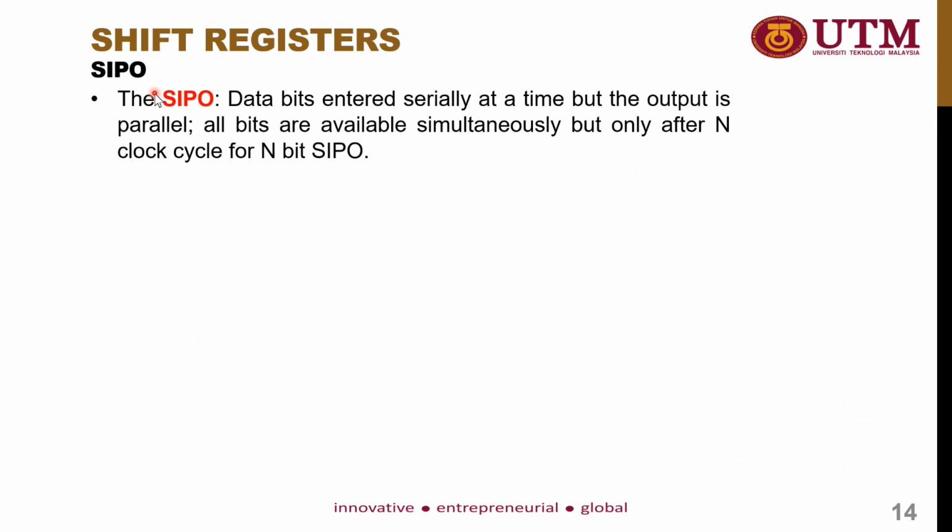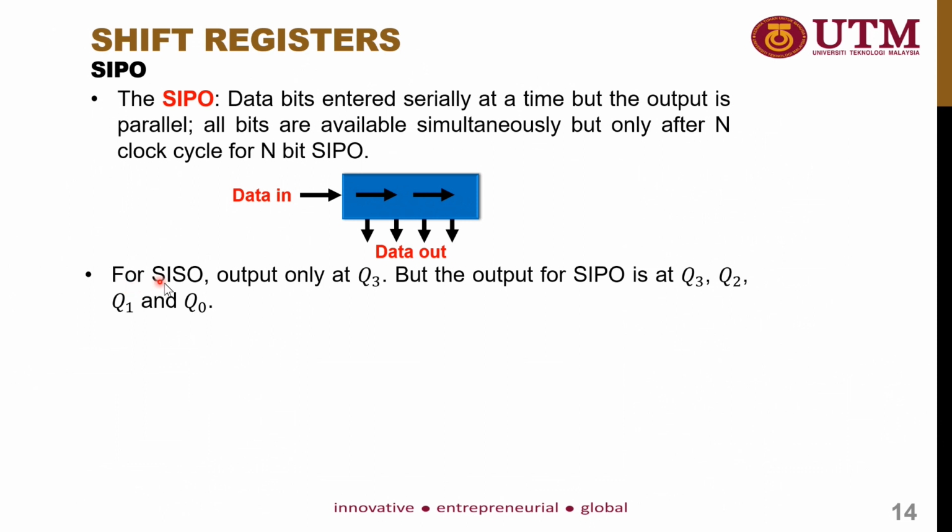Previously, SISO required 5 clock cycles to store, and then another 5 clock cycles to display the data at the output. But for SIPO, if we have 5 bits of data, it requires only 5 clock cycles to transfer the data, so we can see the output after 5 clock cycles. The data in will be inserted serially, but the data out will be displayed in parallel. For SISO, output is only at Q3, but the output for SIPO is at Q3, Q2, Q1, and Q0.